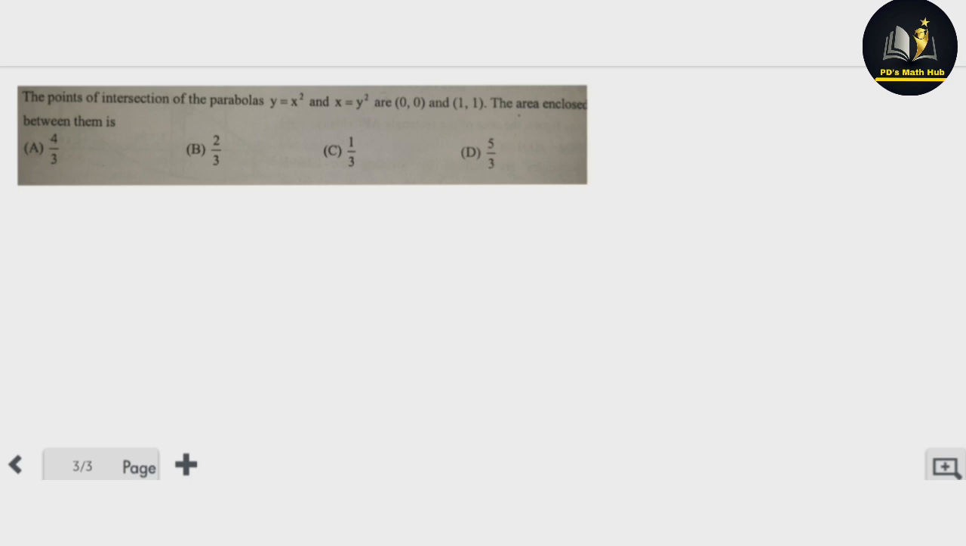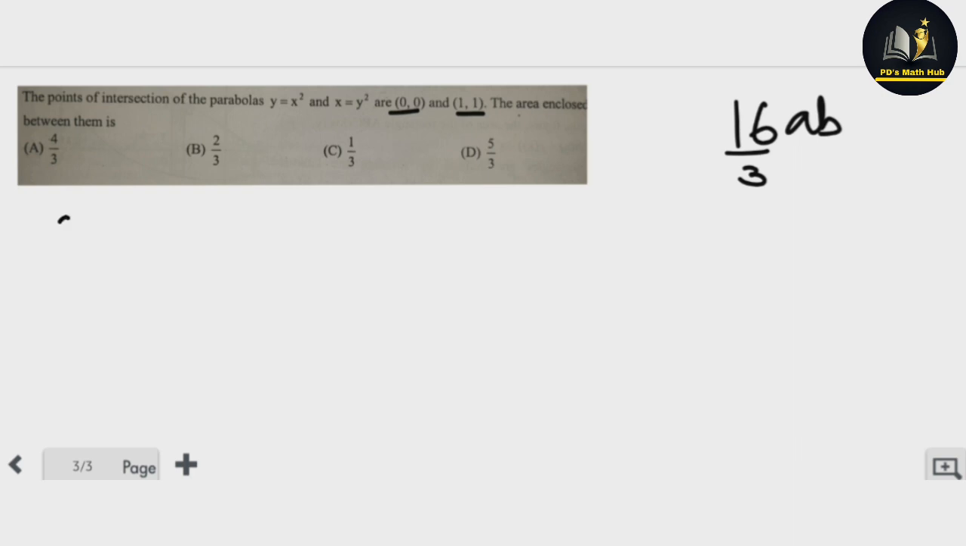Next question. The points of intersection of the parabolas y is equal to x square and x is equal to y square are (0, 0) and (1, 1). Then the area enclosed between them is: option A 4 by 3, option B 2 by 3, option C 1 by 3 and option D 5 by 3. So this is also a very simple question. We can make use of the direct formula that I had given earlier, that is 16ab divided by 3 square units. Here you just need to find the values of a and b. Don't concentrate on these points (0, 0), (1, 1); they are not necessary. We just want the area bounded between the parabolas.